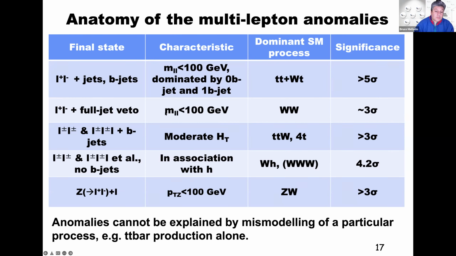It also shows up with a full jet veto. The significance there is about 3 sigma. Again, this is unbiased and without Look-Elsewhere effect. So this is basically the result of look there and see what happens. It's not a scan, okay?